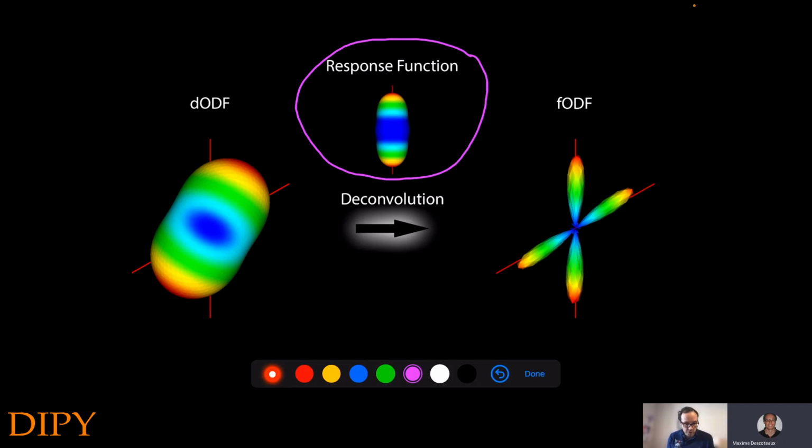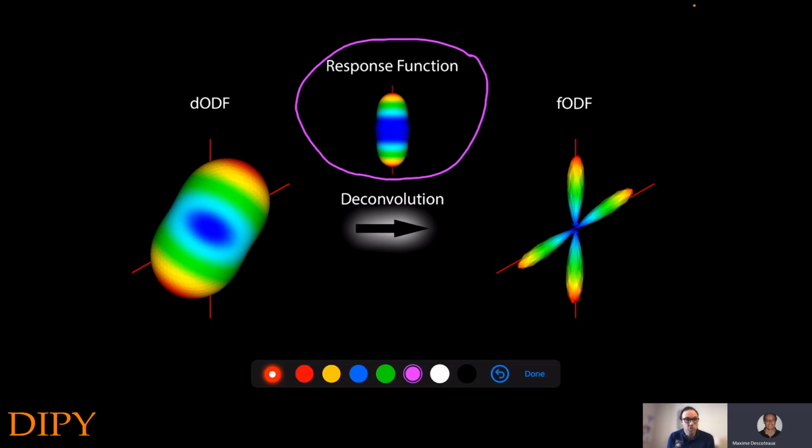Well, we have two options. Either we fix it because we have some a priori knowledge about the white matter. And this could be useful. Let's say you're doing mouse imaging or macaque imaging. The response function in a mouse or macaque is not going to be the same as in a human. But if you're doing human imaging, you might want to fix it yourself.